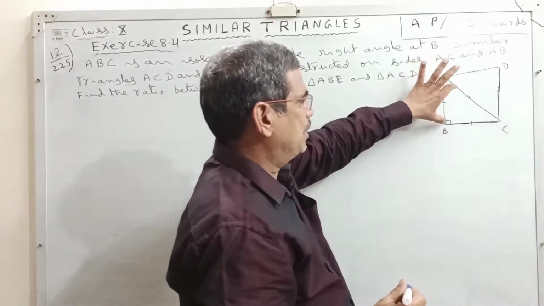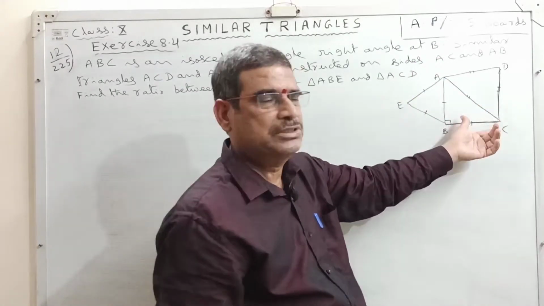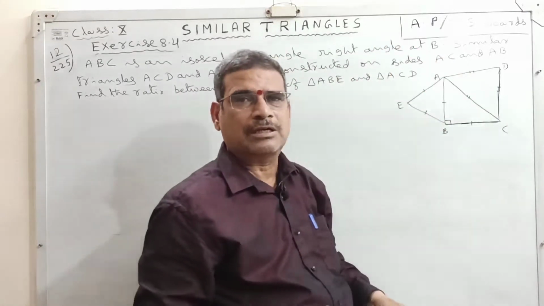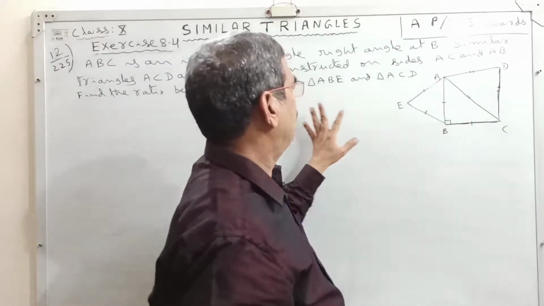These two sides are equal. AB is equal to BC. Why is AB equal to BC? This is an isosceles triangle. In an isosceles triangle, two sides are equal. Then what?